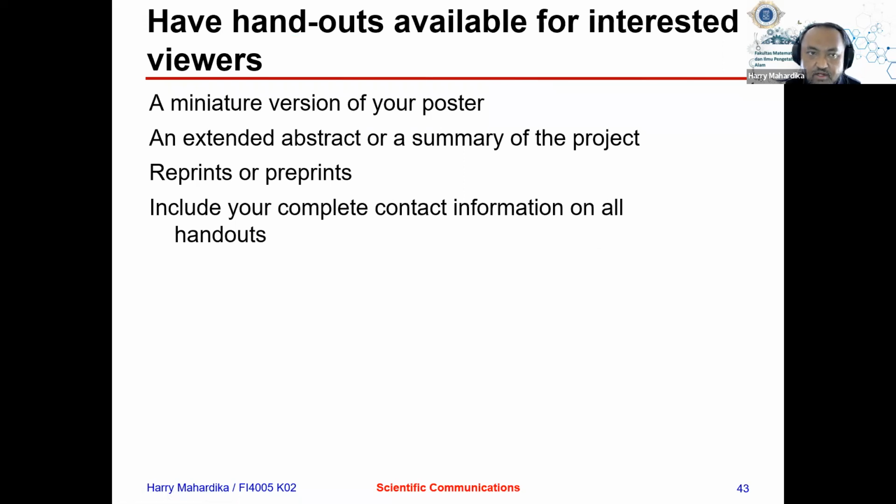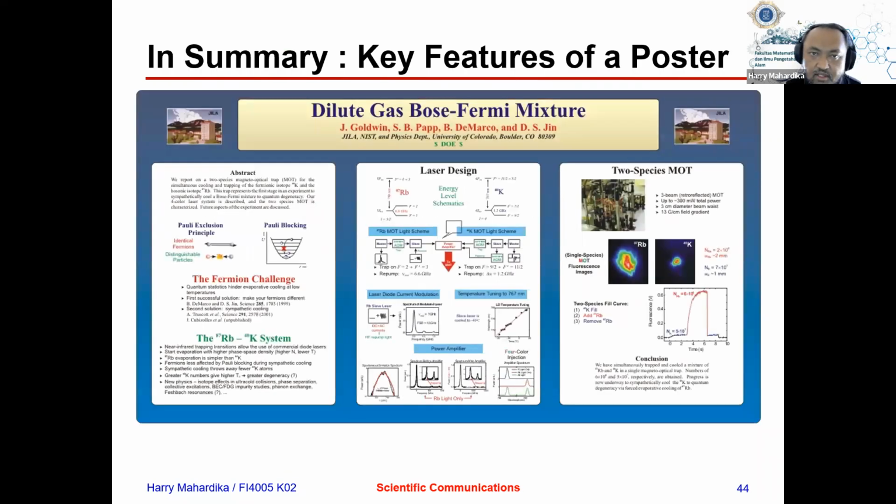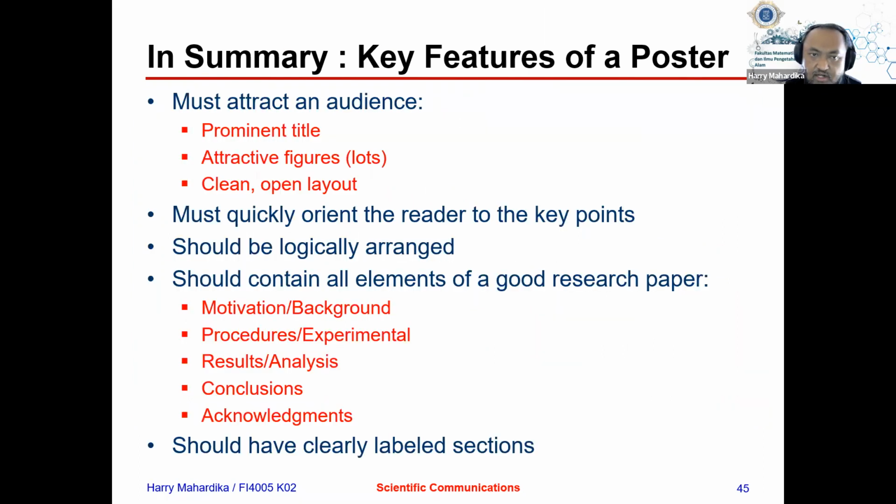Have handouts available for interested viewers. So, for example, more detailed information about the equipment, more detailed information about the processing method, about the computational method, and so on. So, in summary, the key feature of a poster: it must attract an audience. You need to have a prominent title, attractive figures, and a clean open layout. It must quickly orient the reader to the key points, should be logically arranged, should contain all elements of a good research paper. It should contain motivation, procedure, result, conclusion, and acknowledgement, and should have clearly labeled sections.